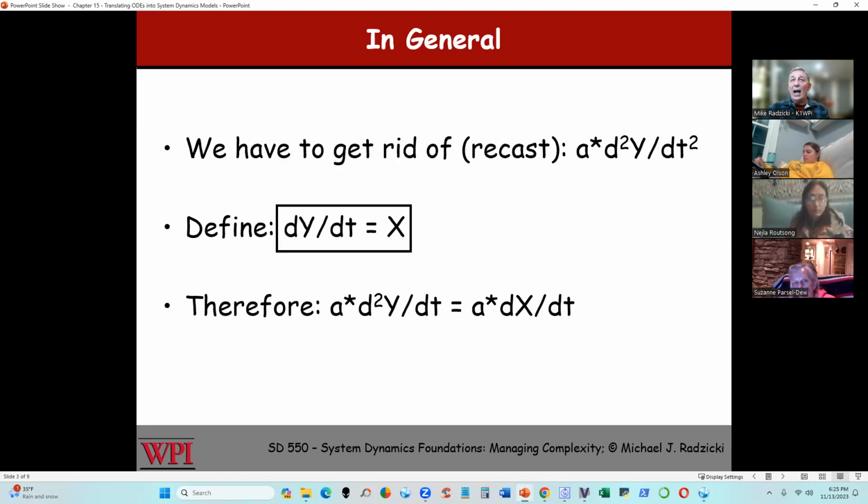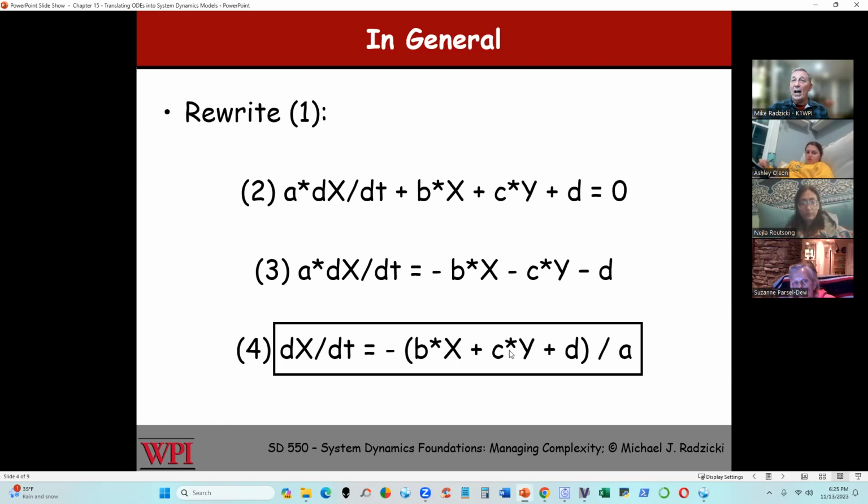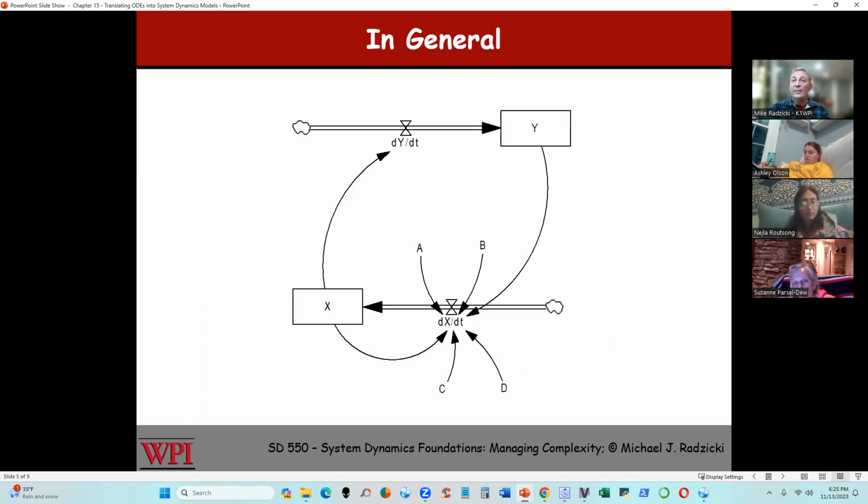And remember, dy dt is equal to x. So we define that. So here's your dy dt, and it's just equal to x. And it must flow to a stock named y. And of course, y is over here. Notice that it's linear. Oh, I guess I didn't simulate this. Well, if you simulated it, it would oscillate.